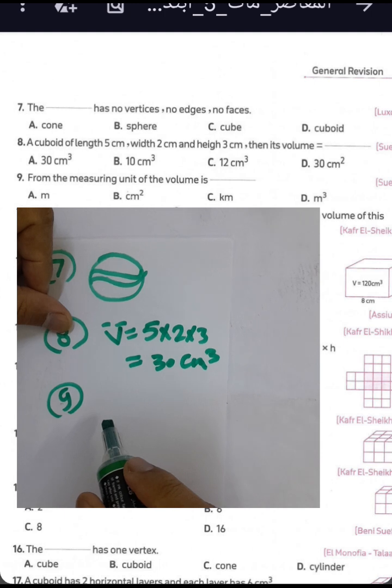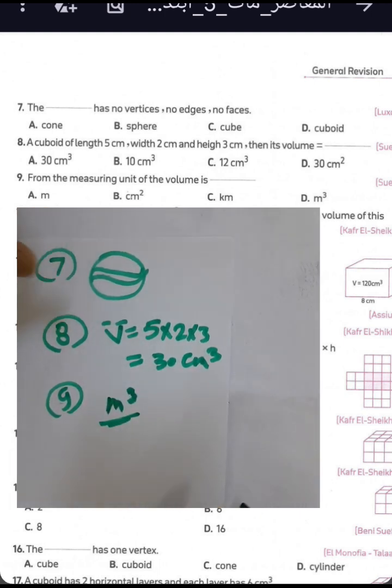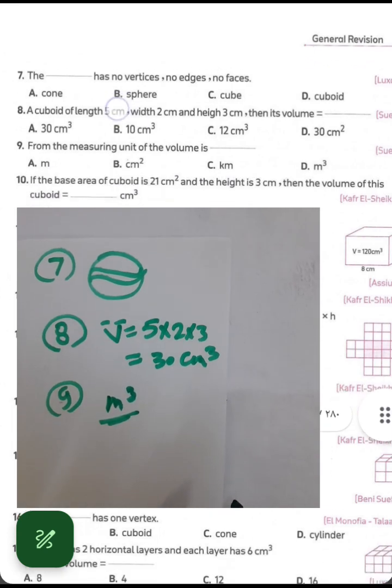Question number 9. What is the measuring unit of volume? Cubic meter. You must choose letter D. It's a unit of volume. But kilometer is for length, square centimeter is used to find the area, and meter is used to find the length or width or the height.